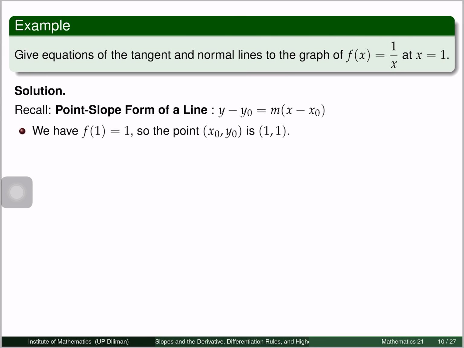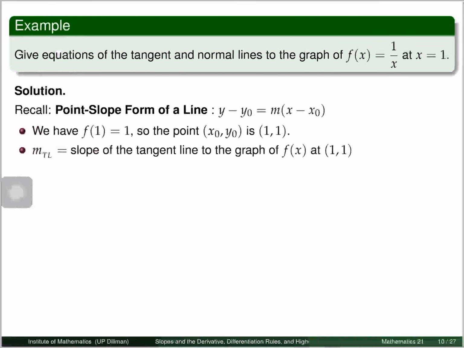Here, yung point na kino-consider yung x naught, y naught, is (1, 1), kasi alam natin, kino-compute natin at x equal to 1. So to get the y coordinate, you just plug in x equal to 1 dun sa f of x. So ang concern natin, what is m? So yung m dito is the slope of the tangent line.